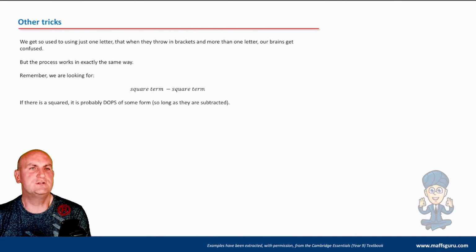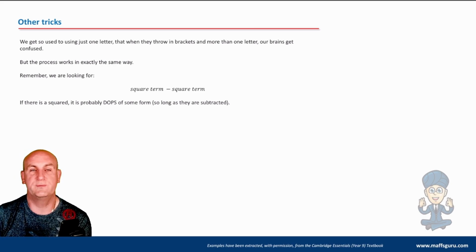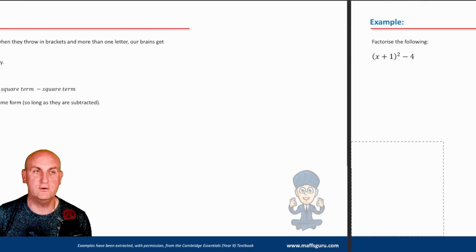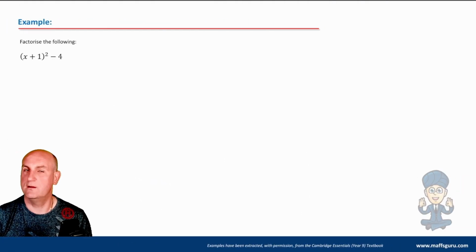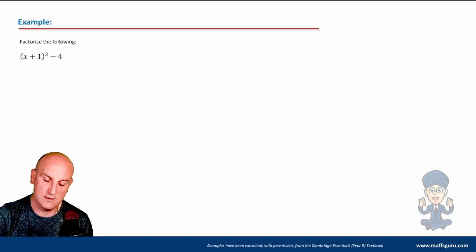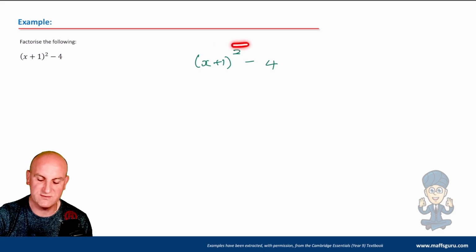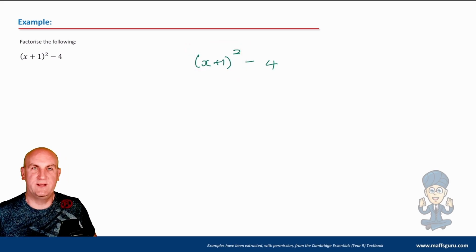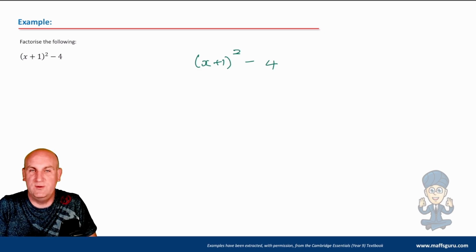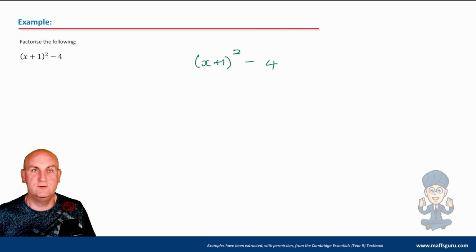Right, other tricks. We get so used to using just one letter that when they throw in brackets and more than one letter, our brains get a bit confused. But the process works in exactly the same way. If we have a square term minus a square term, we are good. So here we go. A lot of people look at this and go, this is too hard. It isn't. If you have a square term, so let me just write this out, x plus 1 squared minus 4. If you have a square term minus a square term, well, hold on a moment, I have a square term. It doesn't matter that it's got x plus 1 inside a set of brackets, it still works, because we've said a perfect square is something inside a set of brackets raised to a floaty 2.